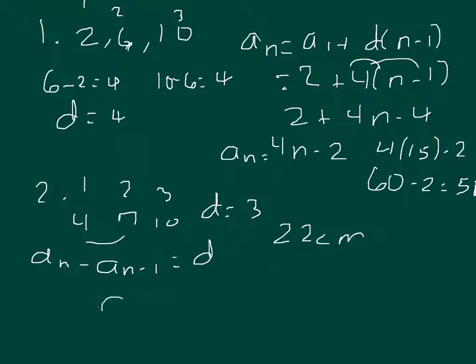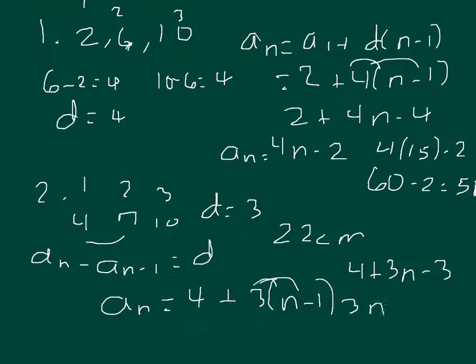So the explicit formula would have been a1 was 4, plus the common difference. I'm using the formula from number 1 that I wrote down. The common difference was 3 times n minus 1, and so distribute the 3. That would be 4 plus 3n minus 3, and that's 3n plus 1 for the nth term. Well, when you substitute in 7 seconds, 3 times 7 is 21, plus 1 is 22 centimeters.